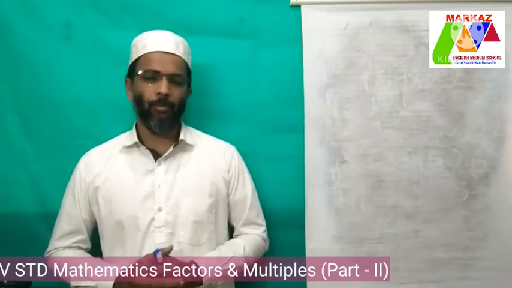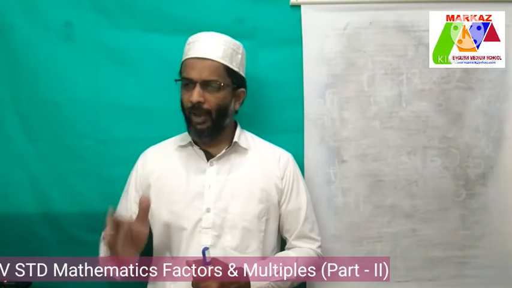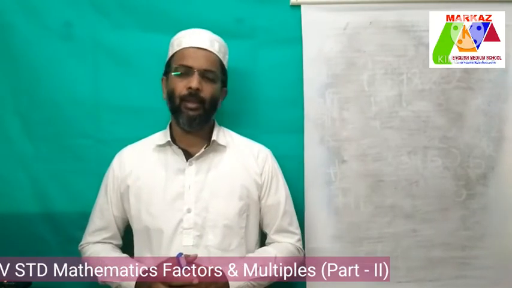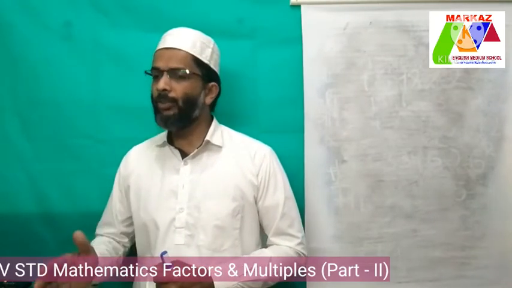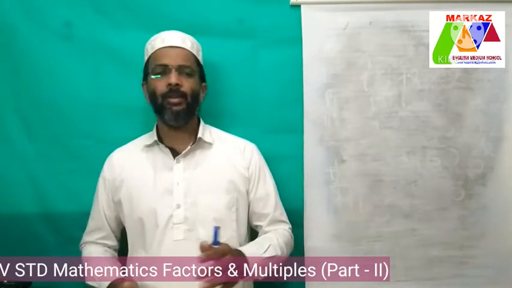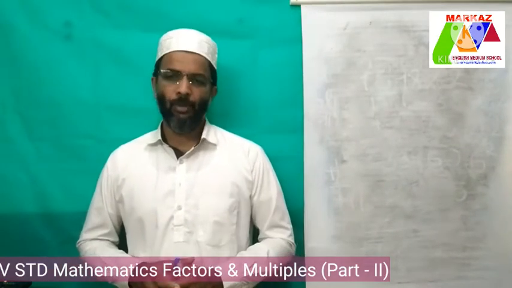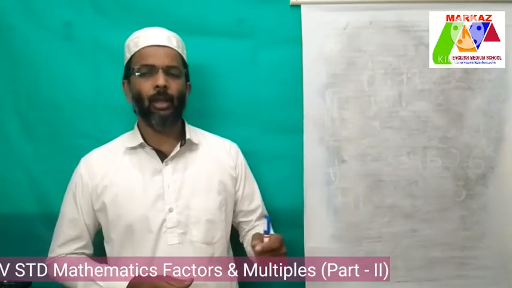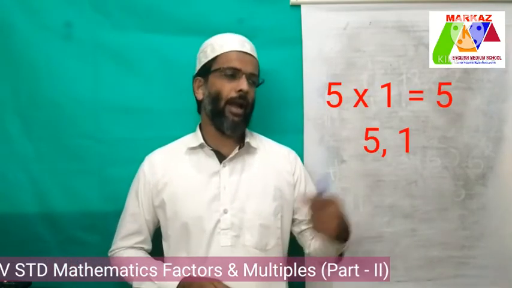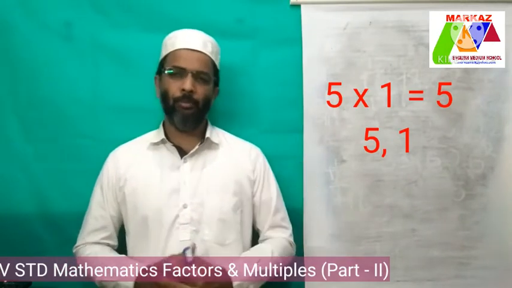Next, prime number. Every number is a factor of itself and 1 is a factor of every number. For example, factors of 5 are 5 and 1. These numbers we call prime numbers.